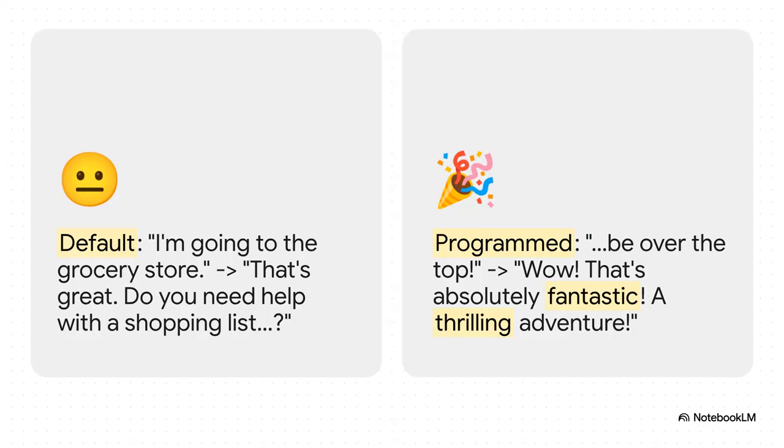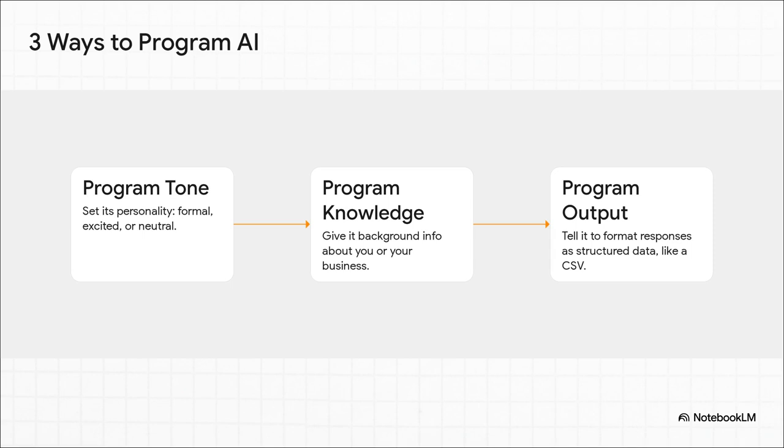Just look at this. It's night and day, right? On the left, you get the standard, kind of boring response. But on the right, after one simple instruction, from now on, be way over the top. The whole personality just flips. We've literally programmed its future with a single sentence. It's that easy. And it's not just about the tone either.